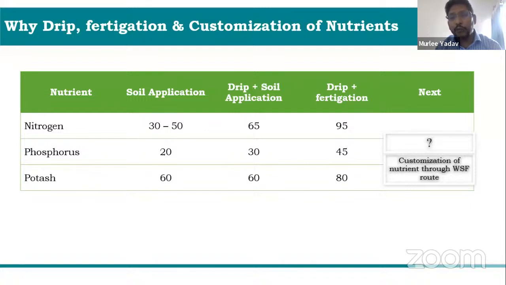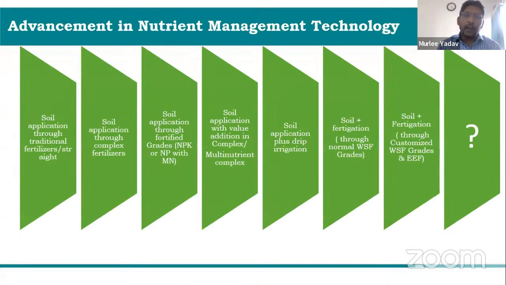So the next approach, in case of fertigation or soil application, the next step should be customization of nutrient through water soluble fertilizer. Only then we will be able to improve the productivity. We can minimize the dose of nitrogen and other nutrients, and we can improve the use efficiency. So of course, advancement has happened in agriculture. We are not saying that advancement has not happened. Of course, advancement has happened.